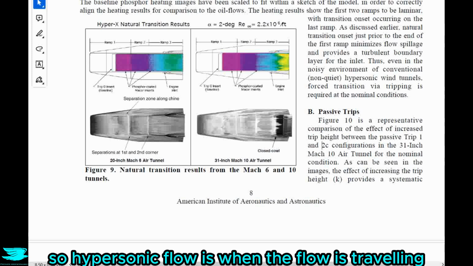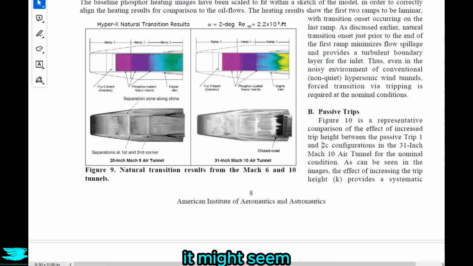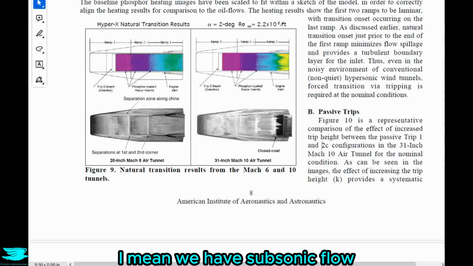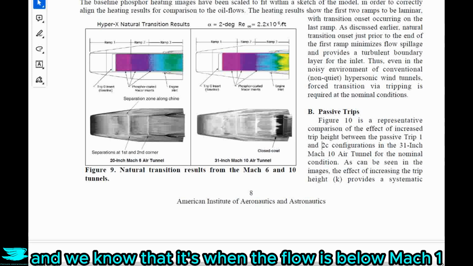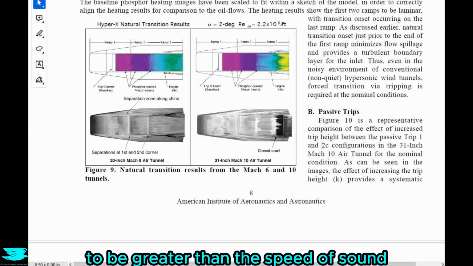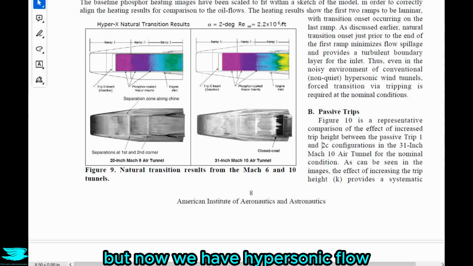So hypersonic flow is when the flow is traveling, as a general rule, above Mach 5, so 5 times the speed of sound. It might seem odd that there is this phase called hypersonic flow. I mean, we have subsonic flow, which we understand very well, and we know that it's when the flow is below Mach 1, so below the speed of sound. Then we have supersonic flow, which again, we naturally understand to be greater than the speed of sound, and that makes sense. But now we have hypersonic flow.